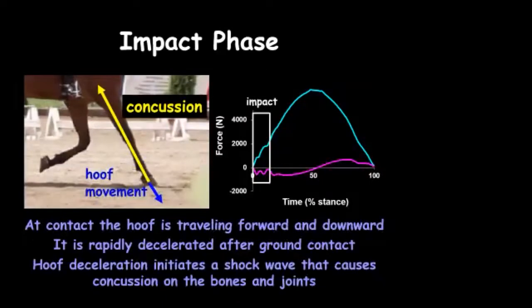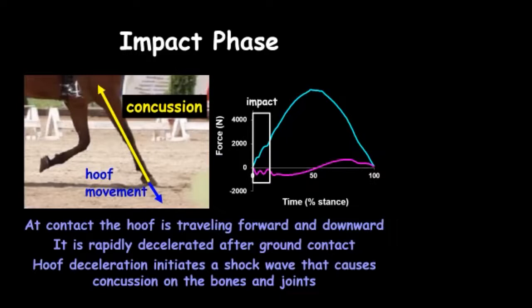So let's look at that in a little bit more detail. During that initial impact phase, it's simply the weight of the hoof and the distal limb that's involved. It's not until a little bit later that the hoof is loaded by the entire weight of the horse. And as I said on the last slide, the hoof is moving forward and downward as it approaches the ground, and then after it contacts the ground, it's very rapidly decelerated to 0 velocity.